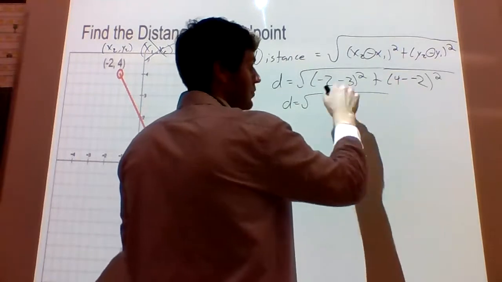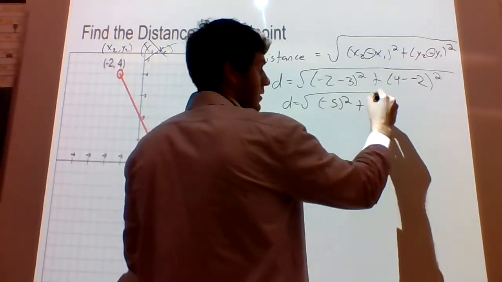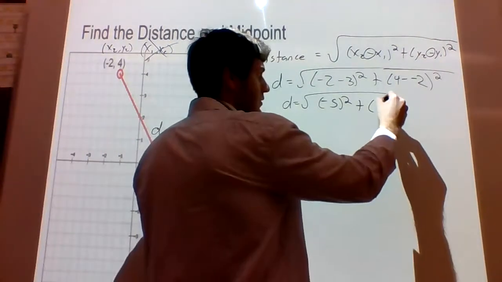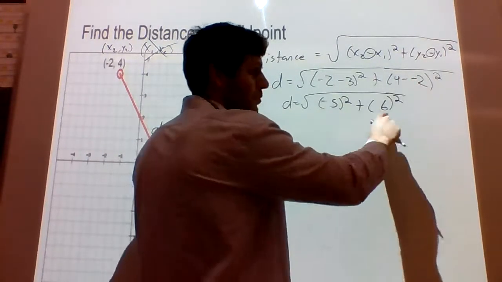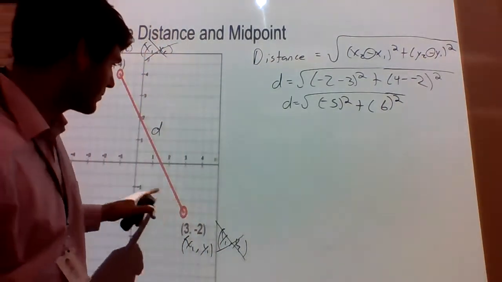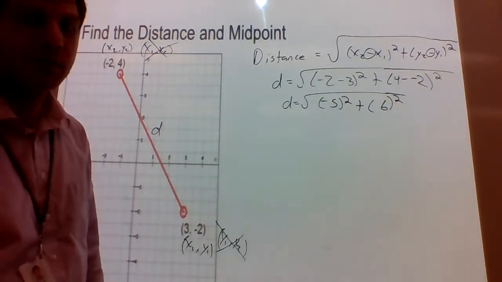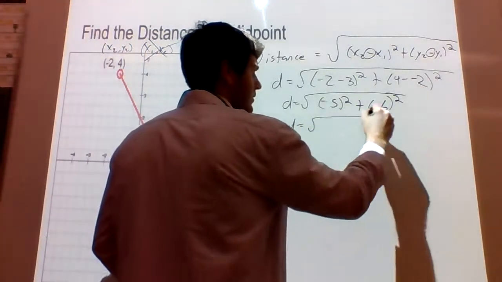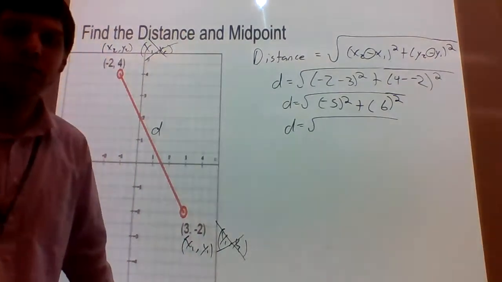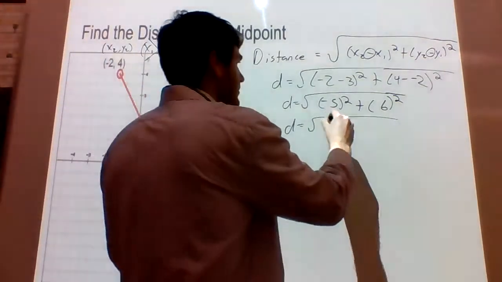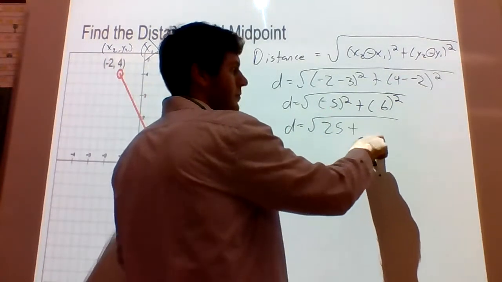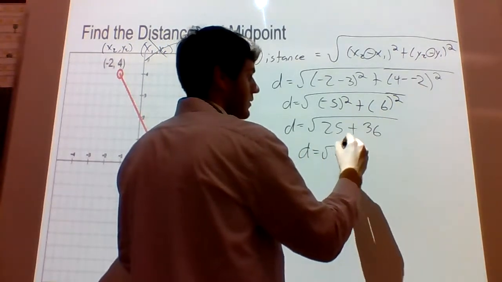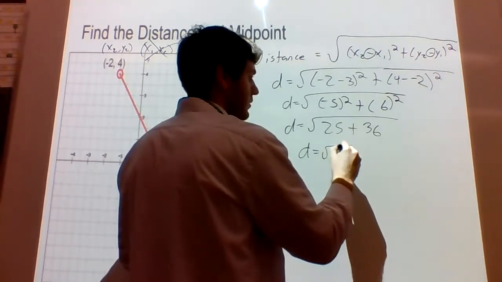-2 minus 3 is -5 squared. Again, 4 minus the -2 is like 4 plus 2, which is going to give us 6 squared. 5 squared plus 6 squared, just like we had if we do Pythagorean theorem. Third mistake you guys make: -5 times -5 is a positive 25. 6 times 6 is a positive 36, and our distance is going to be the square root of 61.